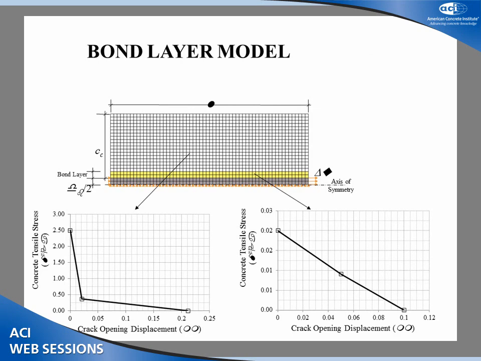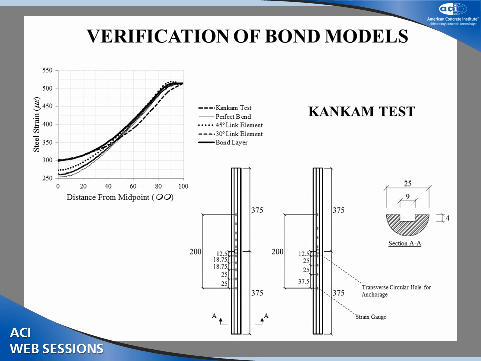But I used another technique, which is a bond layer. I reduced the tensile strength of the concrete in the layer close to the reinforcing bar, so the forces would transfer from the steel to the concrete through diagonal compression stress rather than tension. The idea is to increase the radial stresses to get closer to what is actually happening in the actual structure.